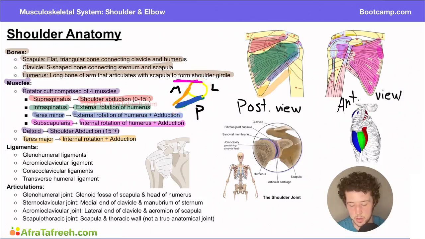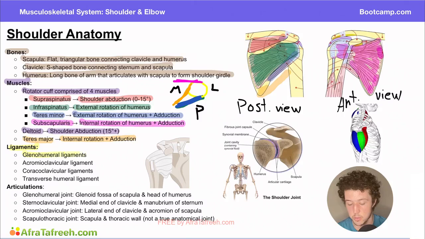All right, now we'll move on and talk about the ligaments of the shoulder. Now, it's important to understand that in the grand scheme of all things for Step 1, knowing names of ligaments is relatively low yield. But as a future doctor, it's not a bad idea to go over it and understand the naming conventions and the anatomy. And as you can see, the ligaments are conveniently named after what structures they connect.